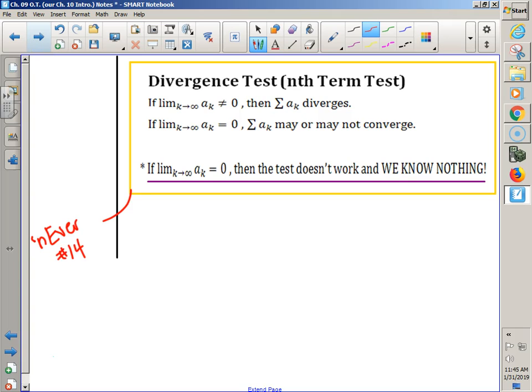Divergence test. Wait, I thought the whole chapter was called convergence divergence. Why is this one named the divergence test, otherwise known as the nth term test? Because it's the only test out of all of them that only proves divergence and cannot prove convergence.